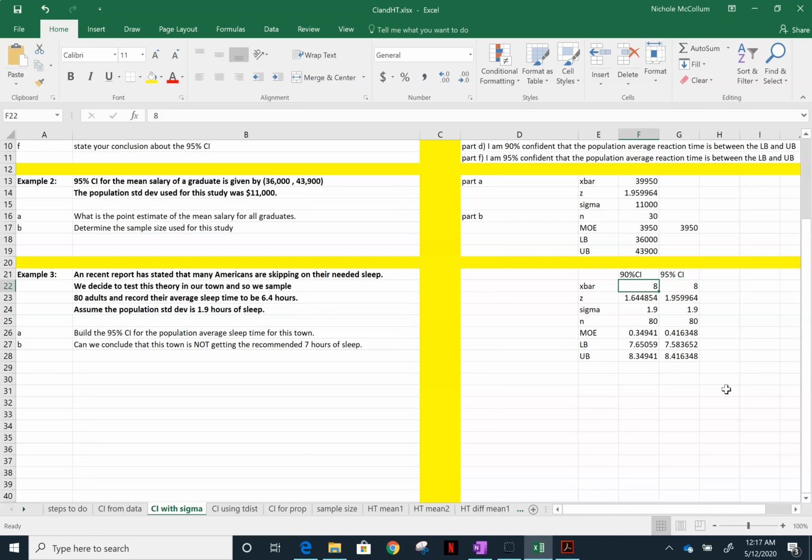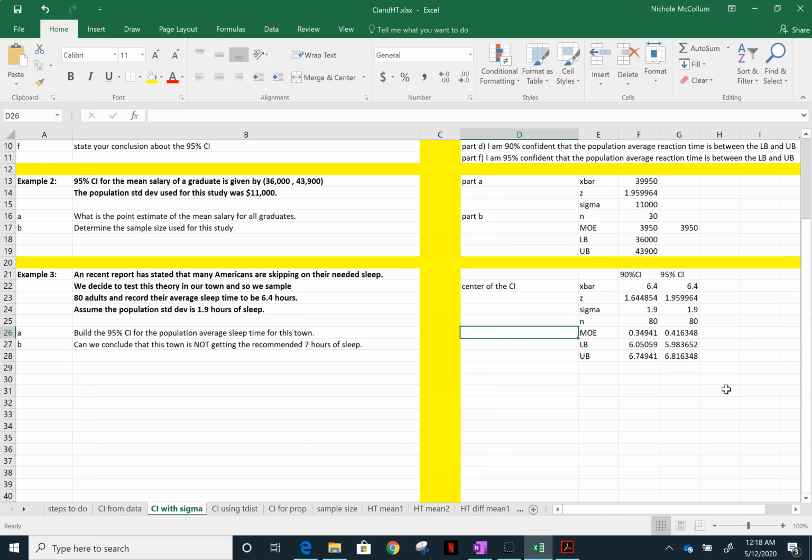X bar has changed. Of course, there's a new test. What is the average sleep time in the sample? Read the question. It says right there 6.4. That's my new point estimate. That's my new center of my confidence interval. That's very important to me. This is the center of the CI, the point estimate.